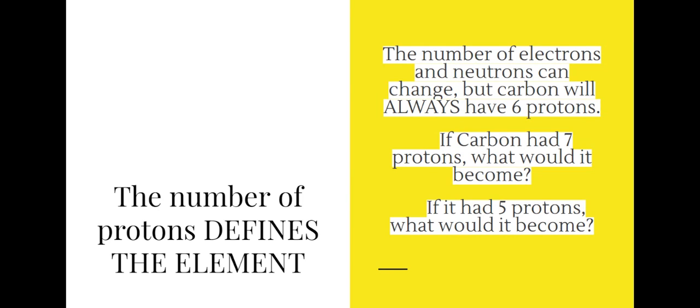So just a quick recap. The number of protons defines the element. The number of electrons and neutrons in an element can change, but for example, carbon will always have 6 protons. If carbon had 7 protons, what would it become? What if carbon had 5 protons? What would it be then?